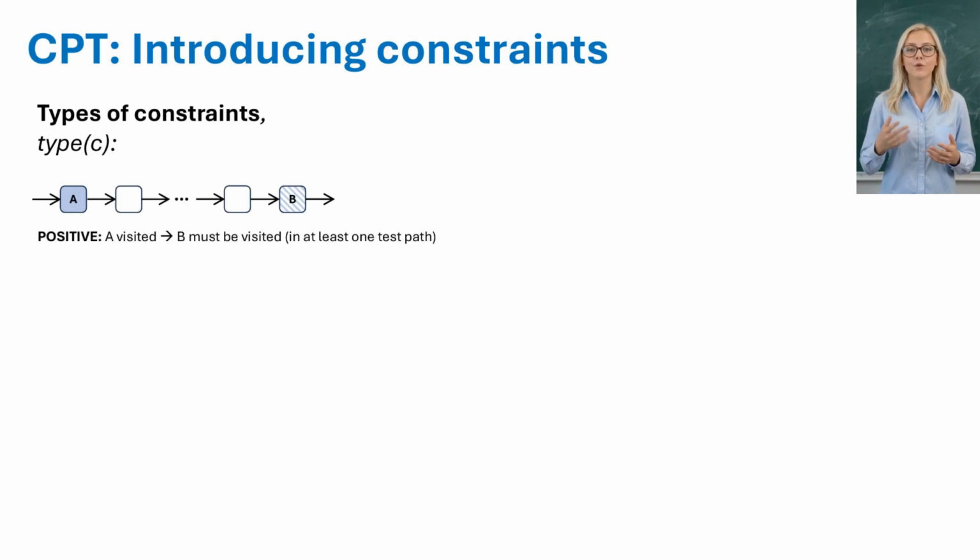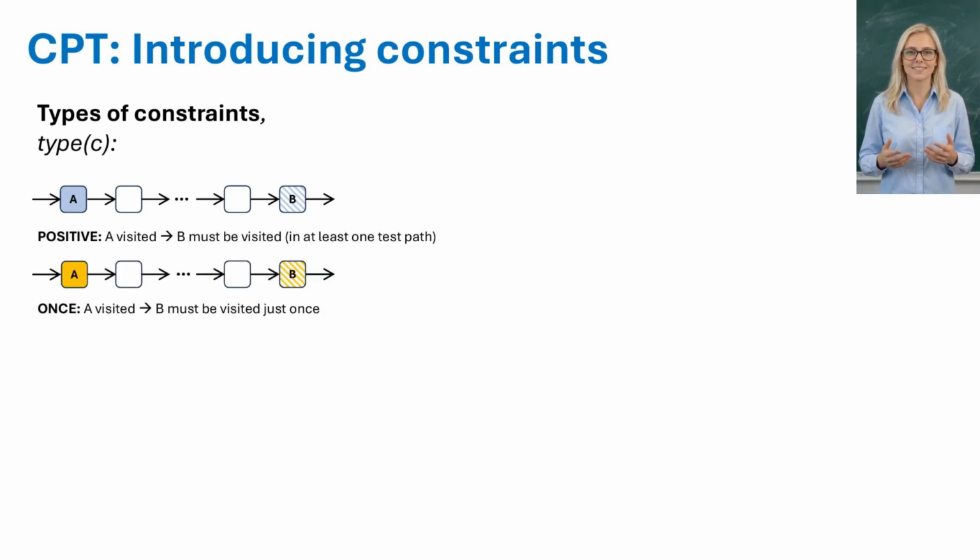Now, let's describe the four types of constraints in detail. To satisfy the positive type of constraint, node A must precede node B in at least one test path in the test set. To satisfy the once type of constraint, node A must precede node B in only one test path. To be more exact, the repeated presence of the pair of node A followed by node B in any test path violates the satisfaction of the constraint, but any other occurrences of nodes A and B in any test path that do not violate the previously mentioned restrictions are allowed.